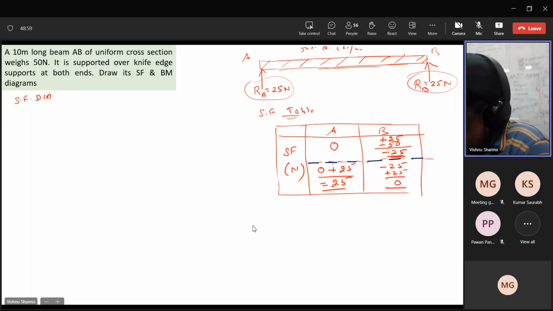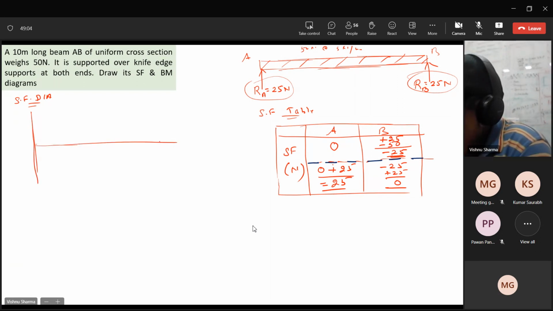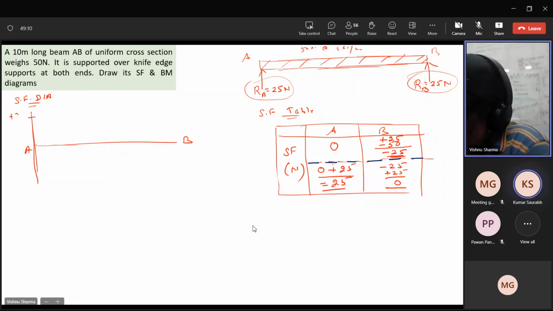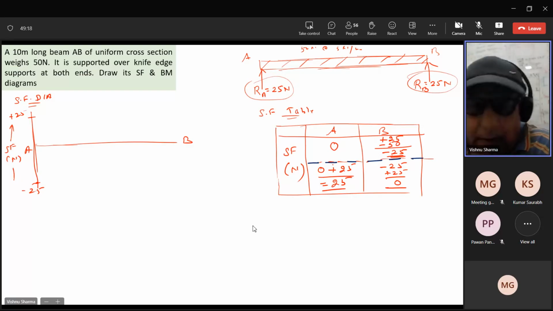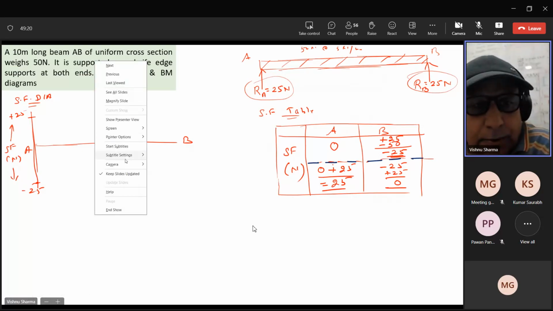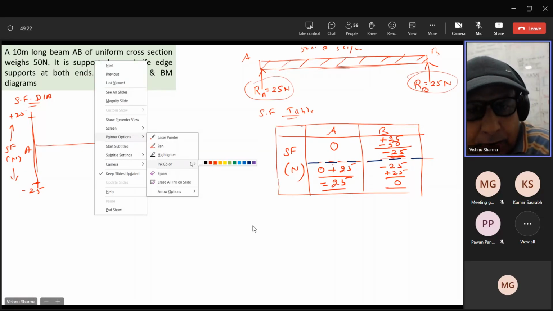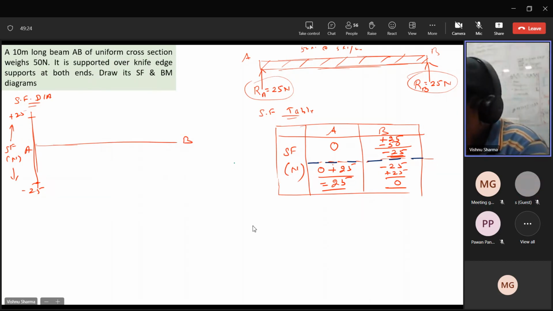And anybody who does not agree up to SF diagram, please, last opportunity for you to speak out. A, B, 10 meters in length, plus 25, minus 25. Shearing force in newtons, both up and down. I can change to some other color so that it does not coincide with the axis. It goes to plus 25, and from here it comes to minus 25 here.